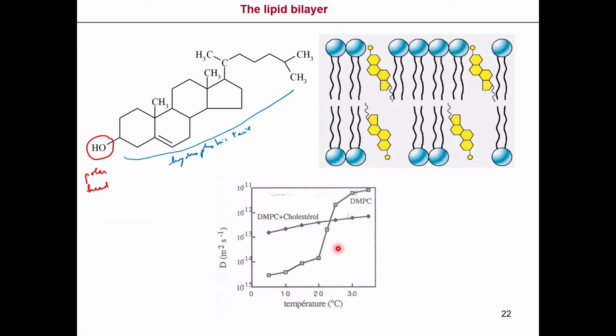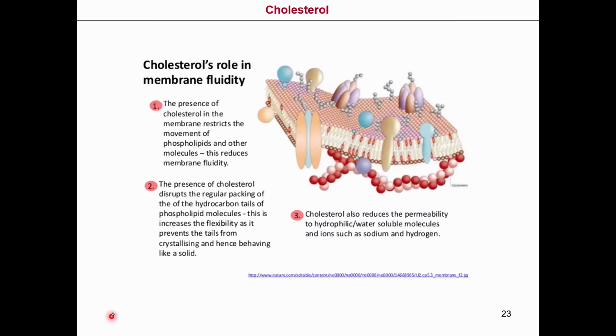And so what happens when we measure the diffusion, so the fluidity, of a membrane modelized by DMPC in the presence or in the absence of cholesterol? We obtain this kind of curve. In the absence of cholesterol, we have low fluidity at low temperature and high fluidity at high temperature. The cholesterol will increase the fluidity of the membrane at low temperature and decrease the fluidity of the membrane at high temperature. Why?